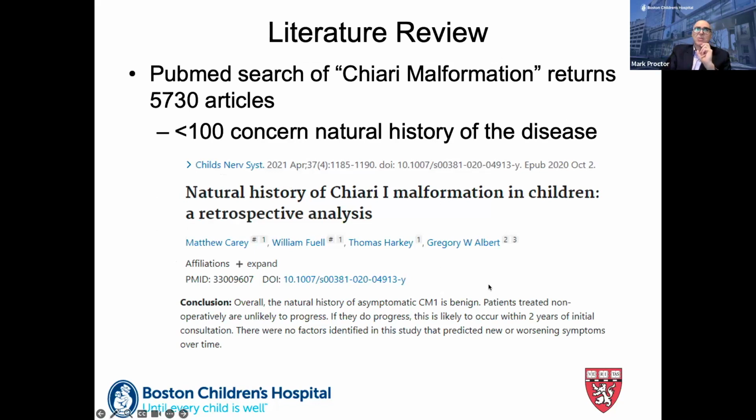So if you look at Chiari malformations, and I just updated the numbers 2 days ago, there's over 5,000 articles concerning Chiari malformation if you do a medical search, but less than 100 of them have to do with the natural history of the disease. So the reality is most people haven't really followed the natural history. But just a recent study came out in 2021 from Child's Nervous System, a pretty well-regarded pediatric neurosurgery journal.